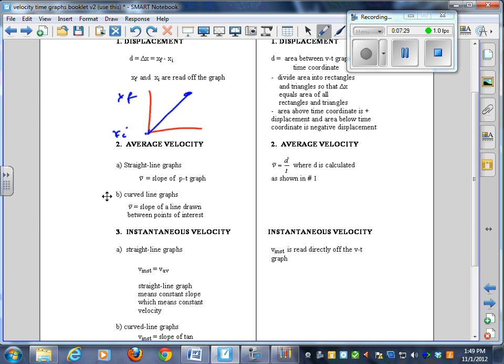Average velocity. On a position time graph, if it's a straight line, you simply find the slope. If it's a curved line, and you're asked for average velocity, you draw a line between the points and find the slope. I highly recommend you draw those pictures in there. It will give you a visual clue as to what to do. Draw those pictures in there. I did. Well, good.